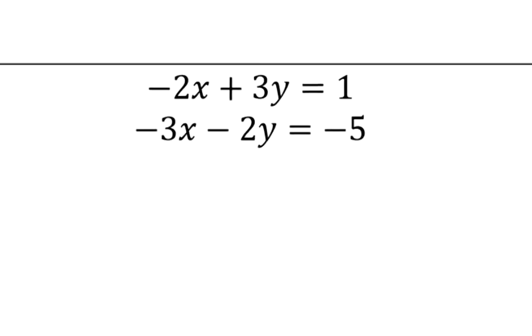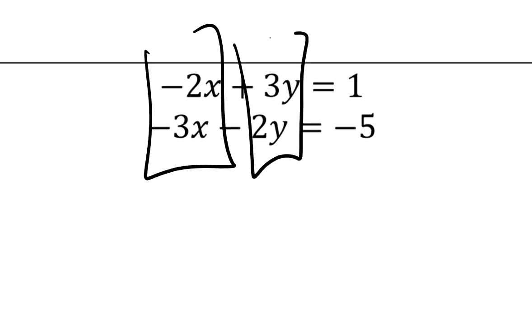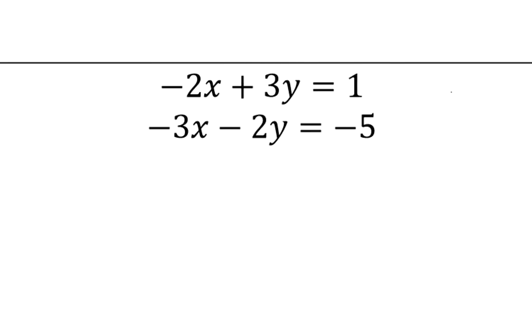Question 10 has this system. And I do like how it's got the x's lined up, the y's lined up, and on the other side it's got equal something. So I think I'm going to use elimination. However, this is going to be one of those elimination problems where I'm probably going to have to hit both of them with something. In fact, I'm going to choose to multiply the top equation by 2 and the bottom equation by 3.